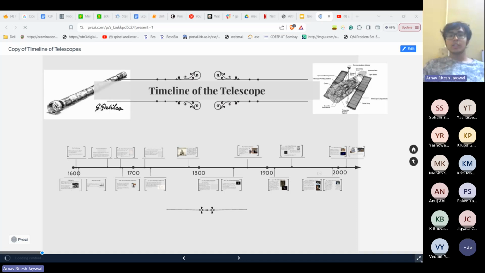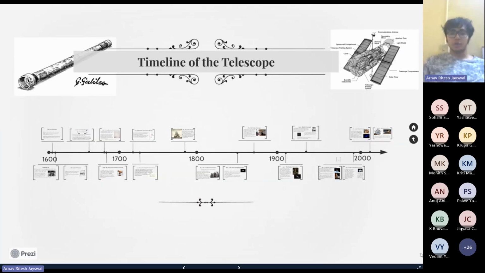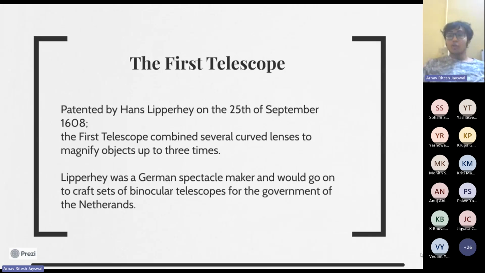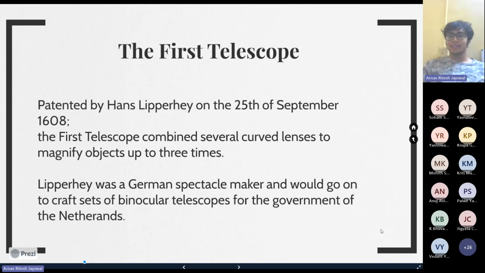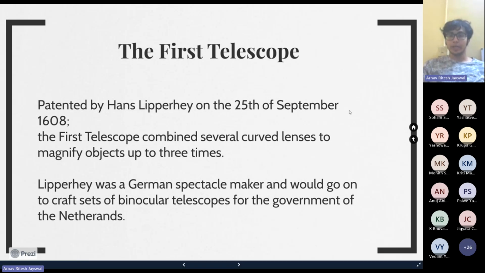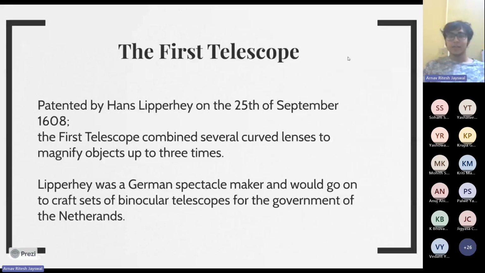So let's look at the timeline of the telescope. The first telescope was made by this guy called Hans Lippershey in 1608, and it just used basic curved lenses to magnify objects up to 3 times using just the basic laws of light. He was actually a spectacle maker, and he used to craft binoculars for the government and to help in wars and stuff. So he just stumbled upon this discovery of the first telescope, which was used to magnify objects.